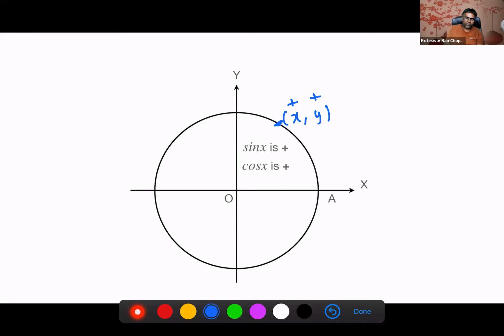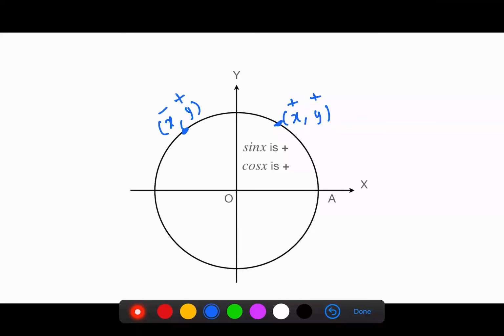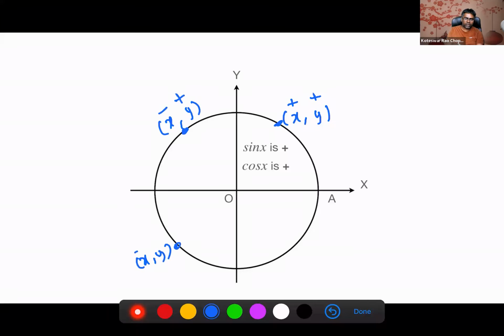If you go to your second quadrant, what is going to happen? Your y coordinate is still positive. Your x coordinate is minus. Plus, sir. That's it. Exactly. So if you go to the third quadrant, what will happen? Both will be minus. Right. And then how about the fourth quadrant?